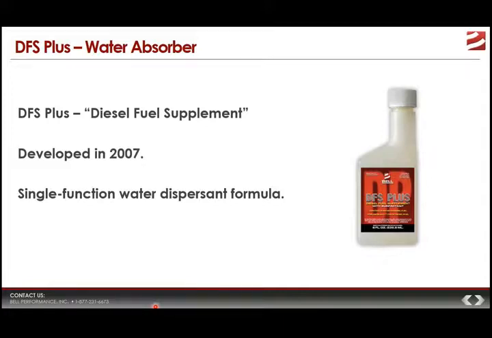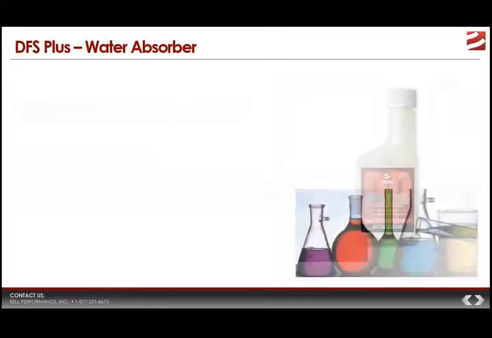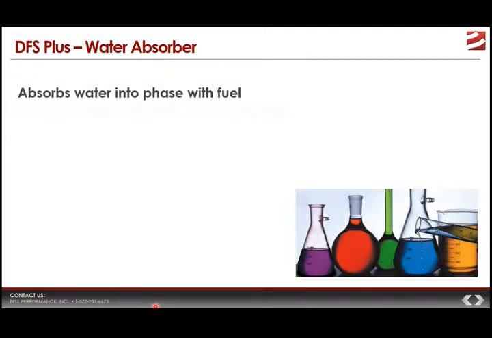DFS Plus was developed in 2007. It's a single-function water dispersing or water absorbing formula. And it functions by absorbing or dissolving water into phase with the fuel.